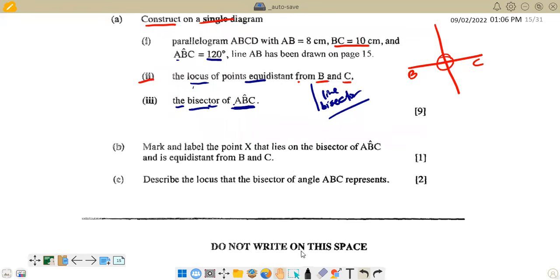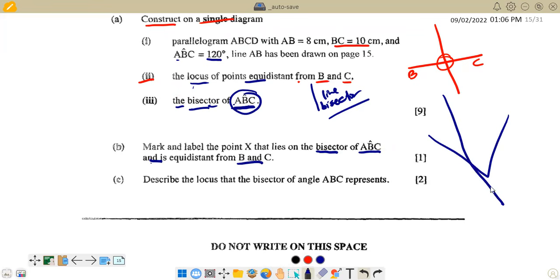Okay, where is this point X located? The point X lies on the bisector of ABC and is equidistant from B and C. So it lies on the bisector, which means it lies on this bisector that we did. Remember, we bisected an angle like this, then we bisected. So where those two bisectors meet, that is where the point X is situated.